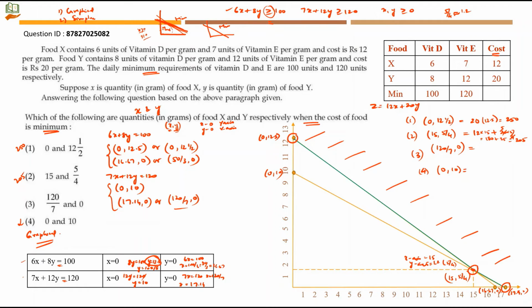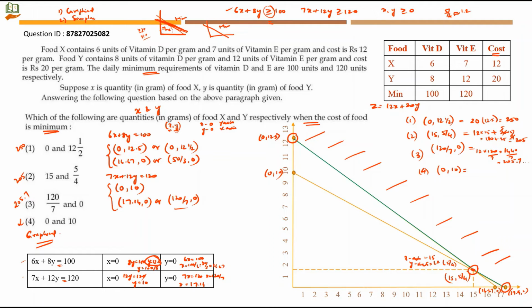Now we have 120 by 7. Since the y value is 0, 12 into 120 by 7 will result in 1440 divided by 7, which is equal to 205.7 and it goes on. So for now we will take it only with regards to one decimal point. So in order to differentiate option 2 and 3 we have 0.7.